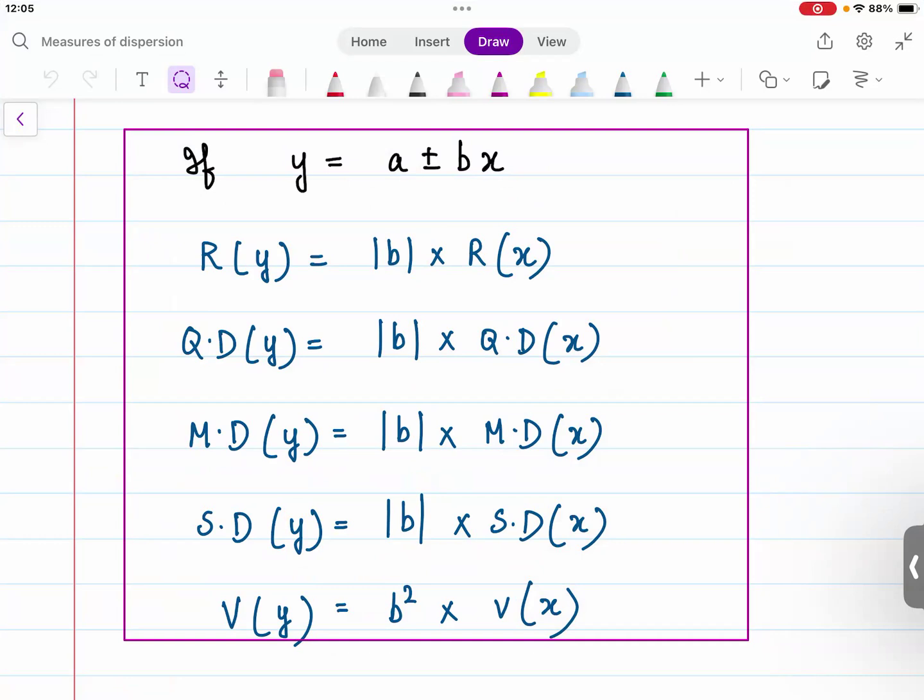Range of y is equal to modulus b into range of x. Quartile deviation of y is equal to modulus b into quartile deviation of x. Mean deviation of y is equal to modulus b into mean deviation of x. Standard deviation of y is equal to modulus b into standard deviation of x. And finally, variance of y is equal to b square into variance of x.